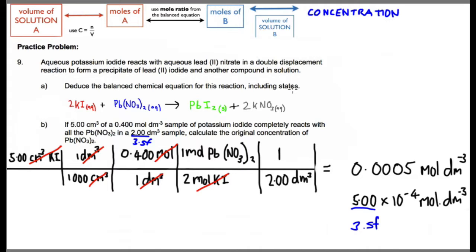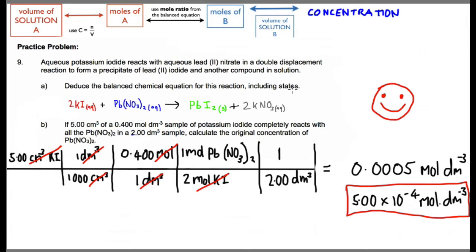Let's cancel all those extra units that we don't need, and quick check for the sig figs. We've got 3 in the question, so we'll put 3 in the answer. Splendid.